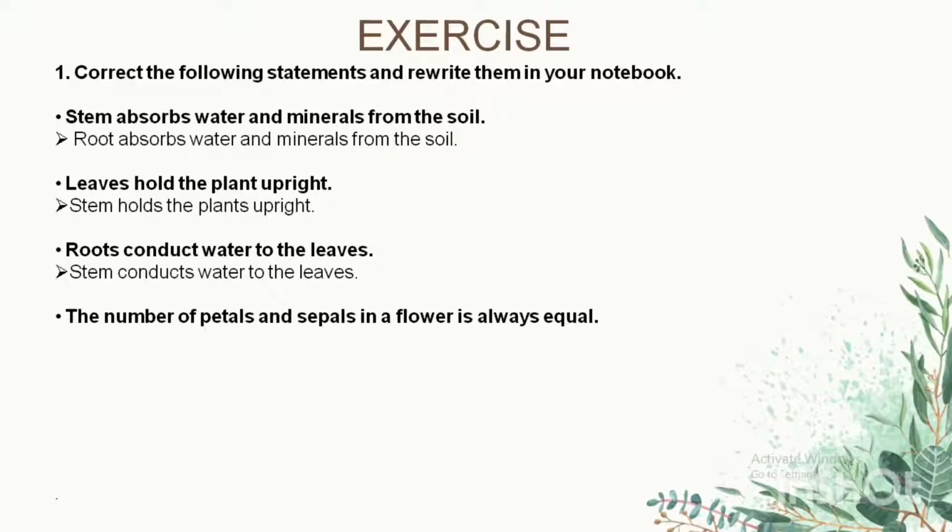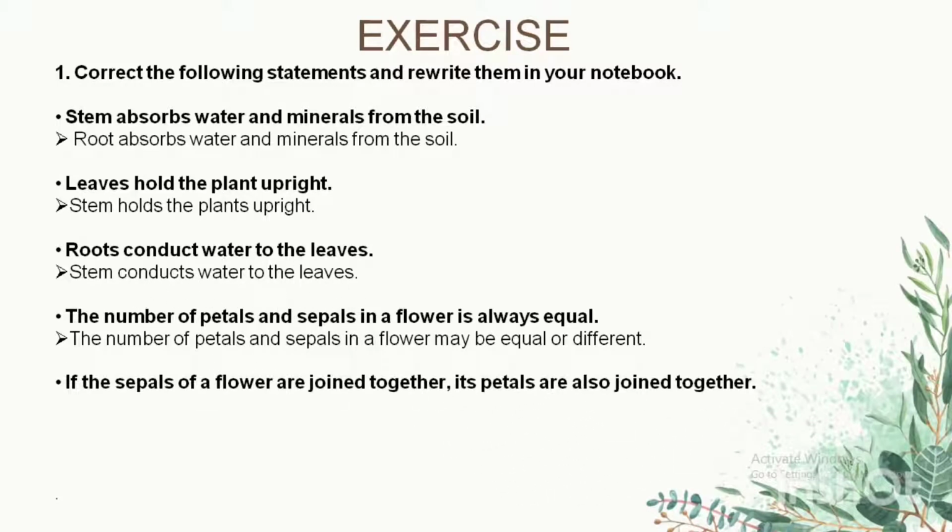Next one is the number of petals and sepal in a flower is always equal. What they mean that whatever the number of sepals are there, that is equal to the number of petals. Now this is not correct. In some flower it can be correct, but in other flowers we cannot compulsory tell that yes, number of petals is equal to number of sepal. It is not correct for all flowers. So we will write like in a manner, not necessarily. The number of petals and sepal in a flower may be equal or different.